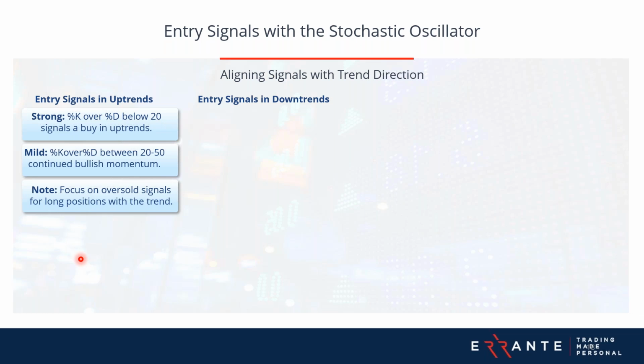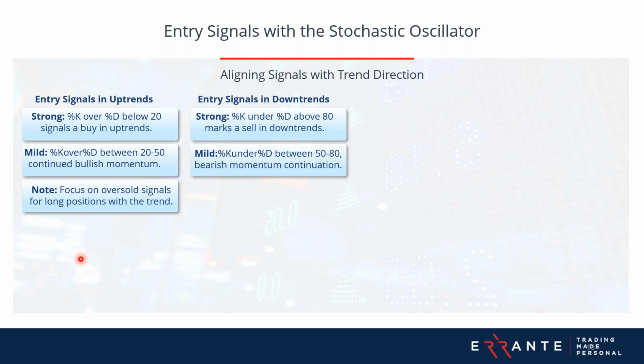Similarly, in bearish markets, a strong signal occurs when the %K line crosses below the %D line from above 80, indicating a shift from overbought conditions to potential downward momentum, as this is an ideal scenario for short selling. Also, we can generate a mild signal when we see the percent K crosses below percent D when both of them are between the 50 and 80 range. That's more likely a bearish momentum continuation.